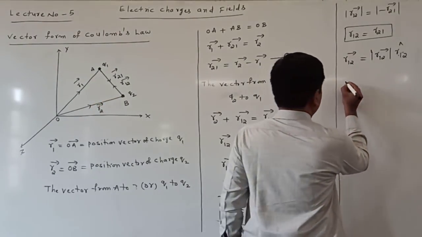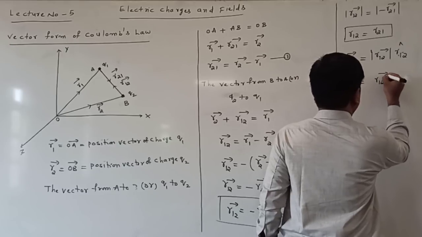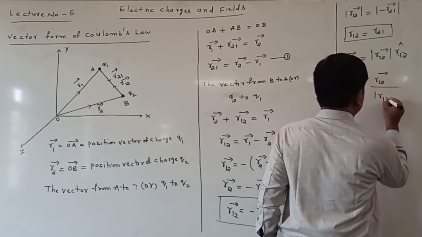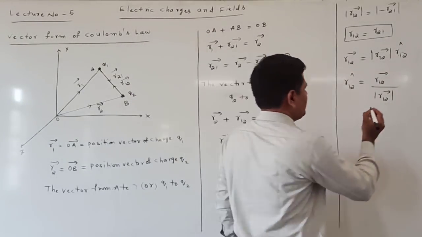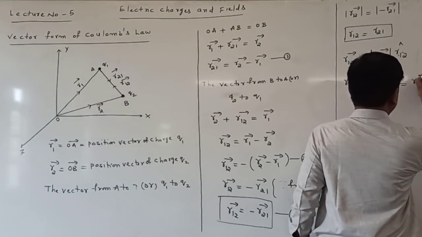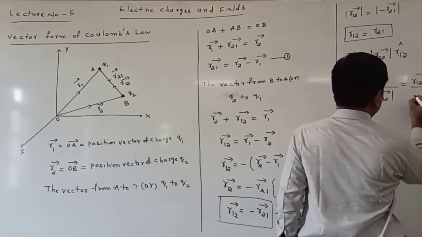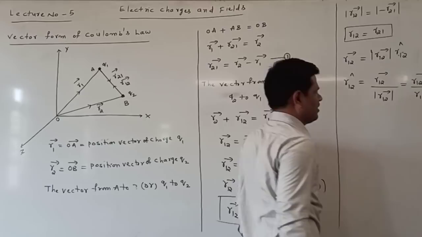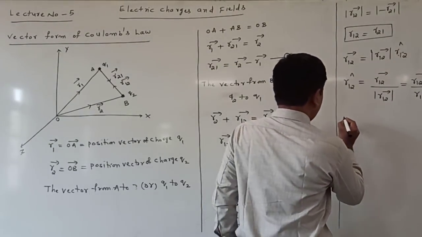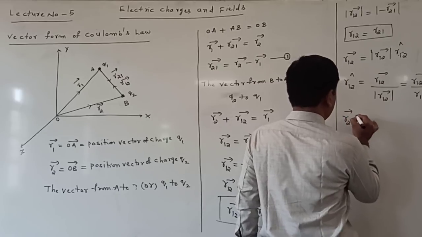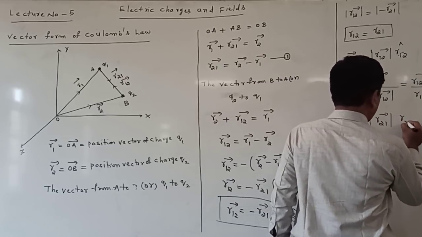So R12 cap can be written as R12 bar by mod R12 bar. Mod R12 bar is equal to R12, so we write R12 bar by R12. Similarly, R21 bar is equal to mod of R21 bar into R21 cap.